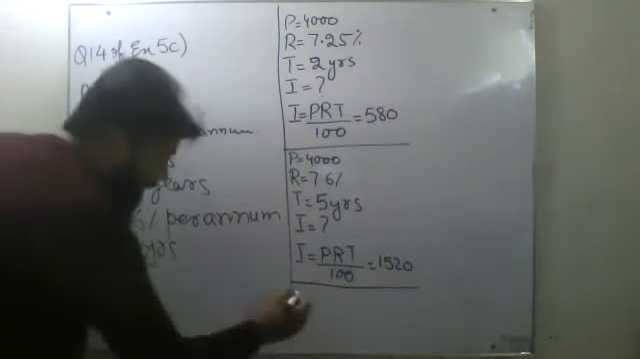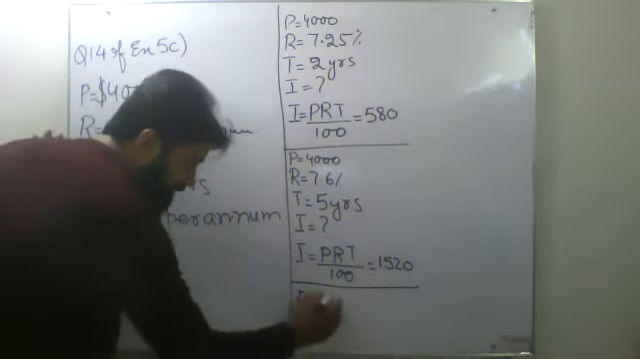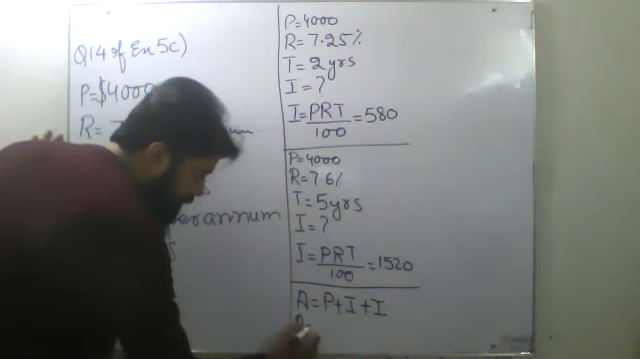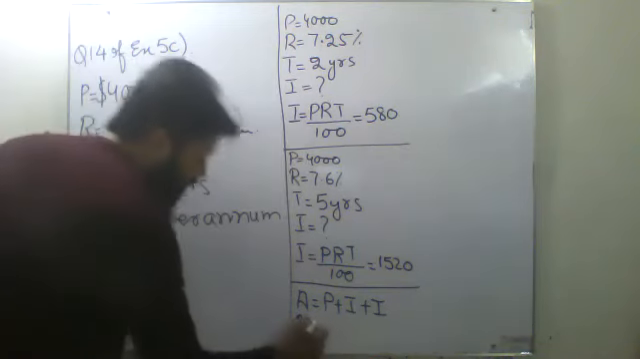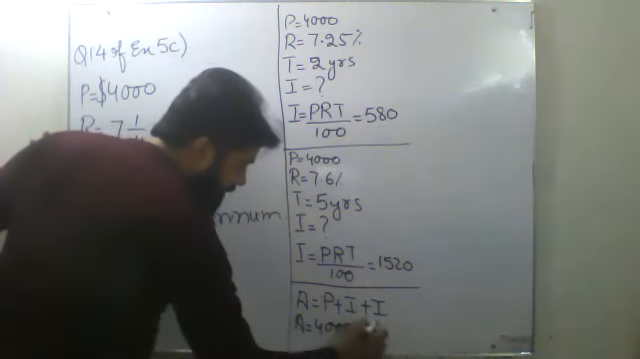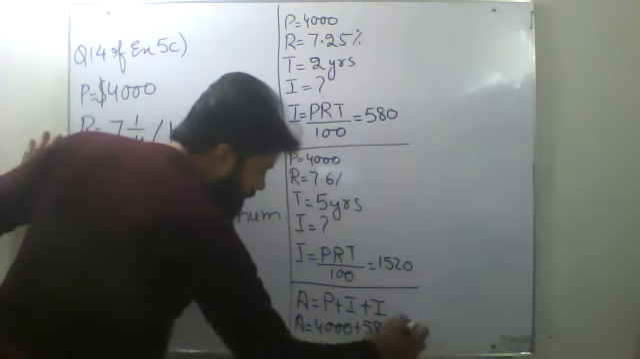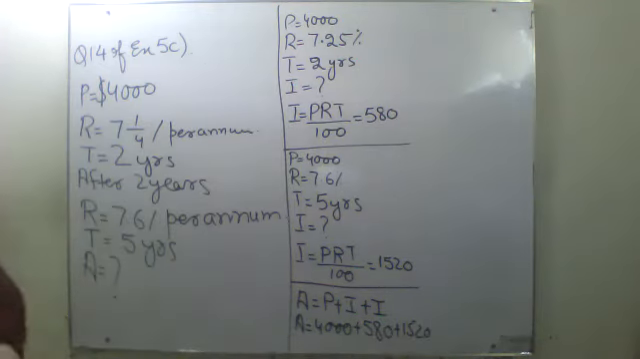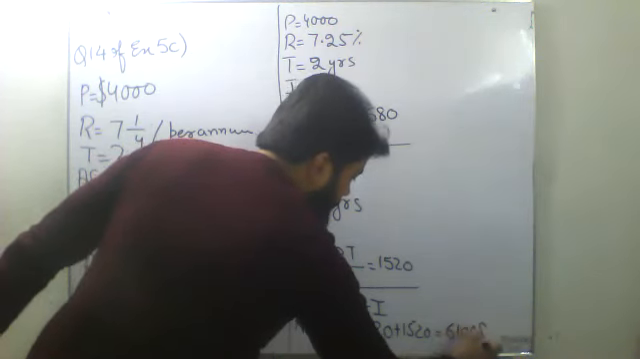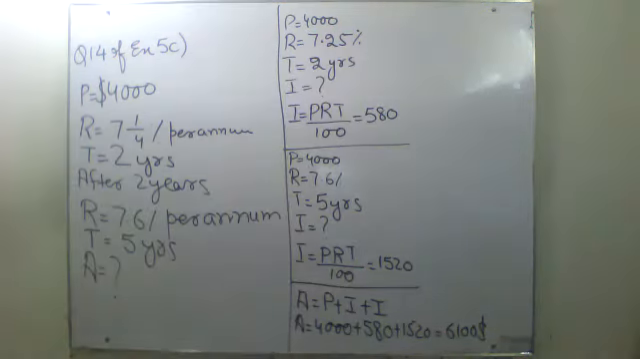So the thing is that amount will be principal plus all the interest. So A equals to, what was the principal? Principal was 4,000. What is the amount of interest? 580 plus 1520. When I add the whole thing, the answer is $6100, and that is your final answer.